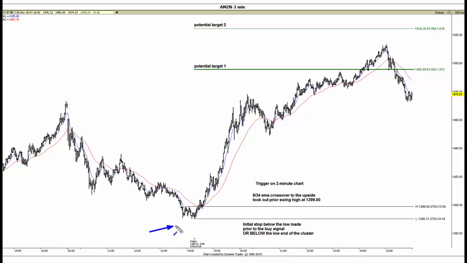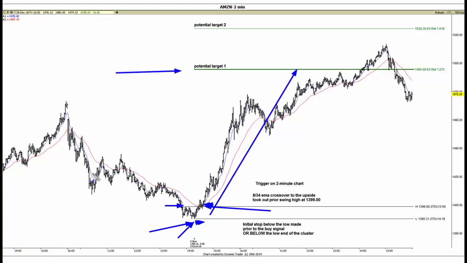So here's where we were testing the support. Here's the 8/34 EMA crossover to the upside, and here's the prior swing high. So once it took out both the prior swing high and it had the moving average crossover, you're okay to go long Amazon and place a stop underneath here. Now the risk to the potential reward, the risk was just to under here. The potential reward, this was target number 1 up at 14.95.